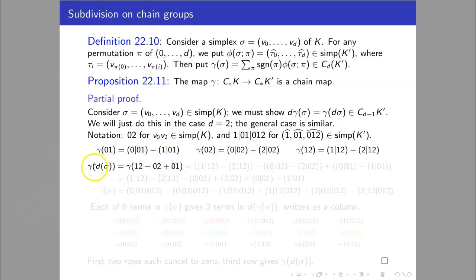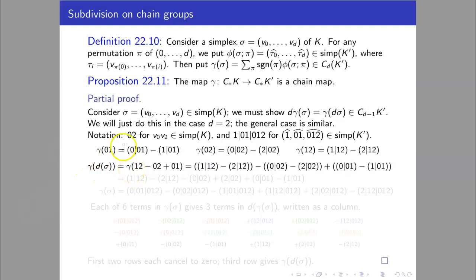So now remember our D sigma. So our sigma was 0, 1, 2. D sigma, you omit the 0 to get 1, 2. Omit the 1, you get 0, 2. Omit the 2, you get 0, 1, with alternating signs. So here D sigma is 1, 2 minus 0, 2 plus 0, 1. And we want gamma D sigma, so we have to apply gamma to that.